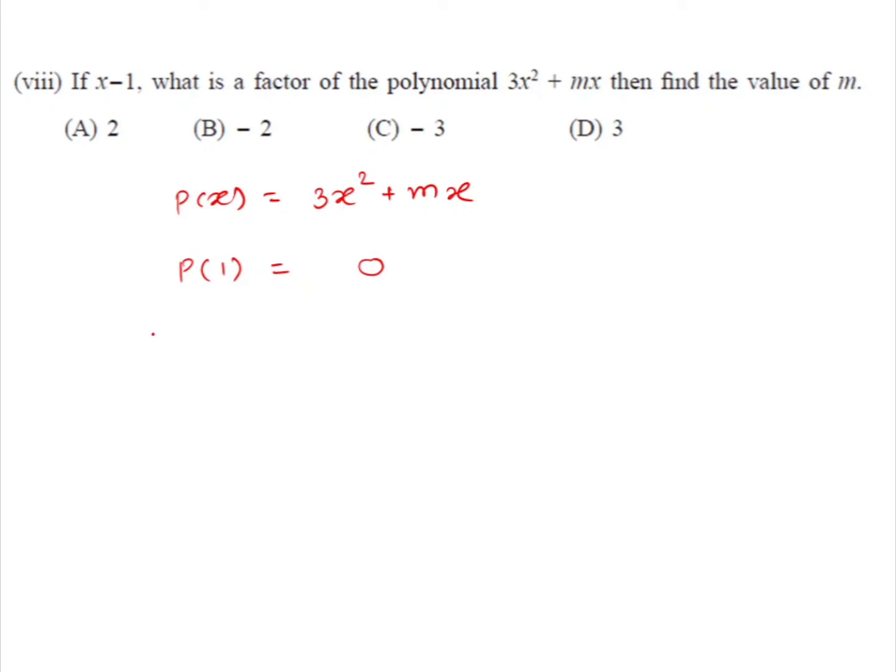So if we replace x here, we would get 3 into 1 square, plus m into 1, that is equal to 0. So 1 square is 1 and 1 into 3, that's 3, plus m into 1, again m, is equal to 0. If you take this 3 to the right hand side, it will become minus 3, so we get the value of m as minus 3, which is given at option C. So option C is the correct alternative.